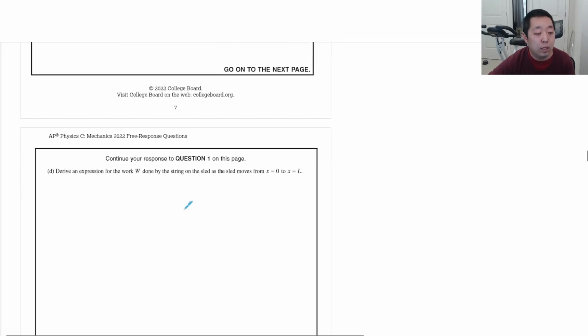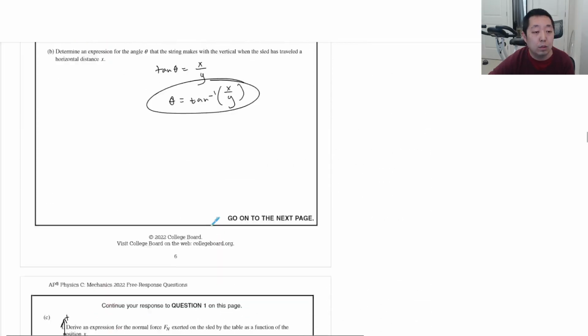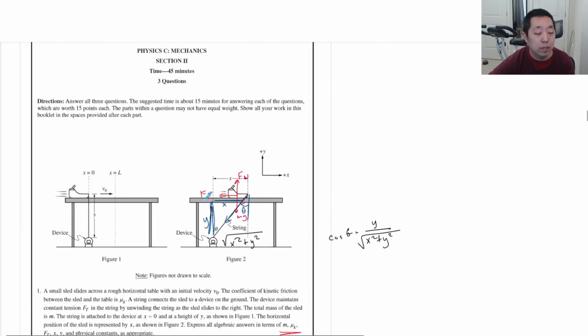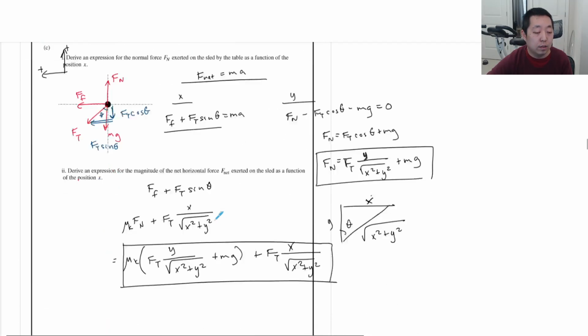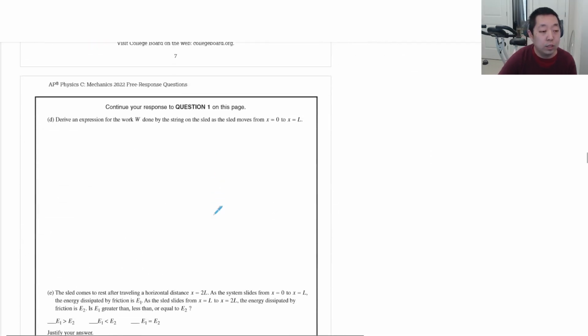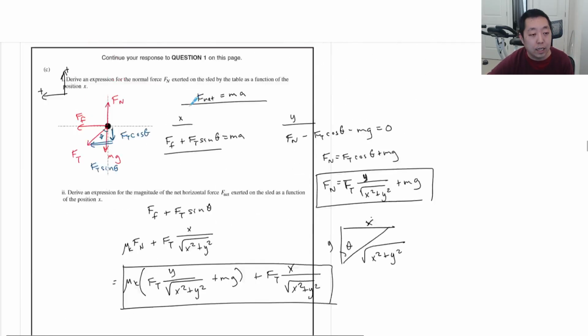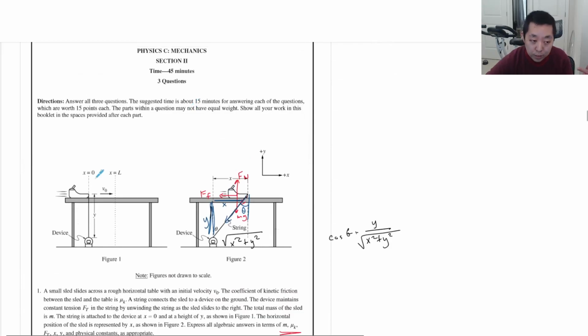Derive an expression for the work done by the string as the sled moves from 0 to L. Okay, so we're going from 0 to L, and it's doing negative work. It's going in the opposite direction, because the sled is going to the right, but the force is going to the left. What I want to do is the work done by the string, so I want the integral of F dx. I'm going to make this a negative integral. Why is it negative? Because the work is negative. It's moving to the right, but the component of the tension force is to the left, and so that's slowing it down.